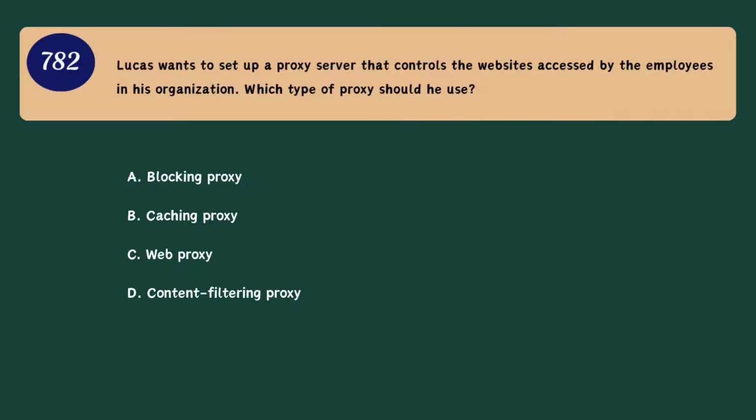Question 782. Lucas wants to set up a proxy server that controls the websites accessed by the employees in his organization. Which type of proxy should he use? A. Blocking proxy. B. Caching proxy. C. Web proxy. D. Content filtering proxy.